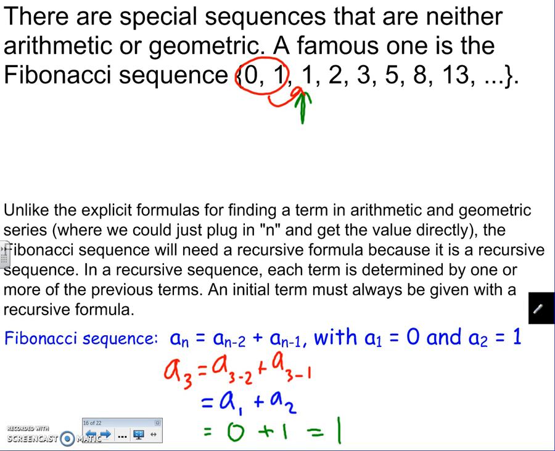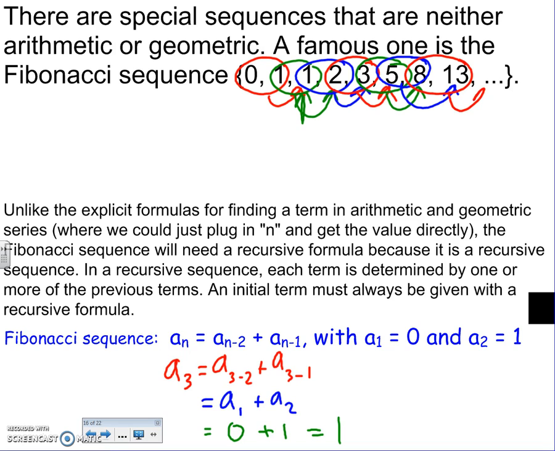Then if I want to add 1 plus 1, I get 2. If I add 2 plus 1, I get 3. Let's repeat. 3 plus 2, I get 5. 5 plus 3, I get 8. 8 plus 5, I get 13. Like so, the next term is going to be 13 plus 8 gives us 21, and so on.